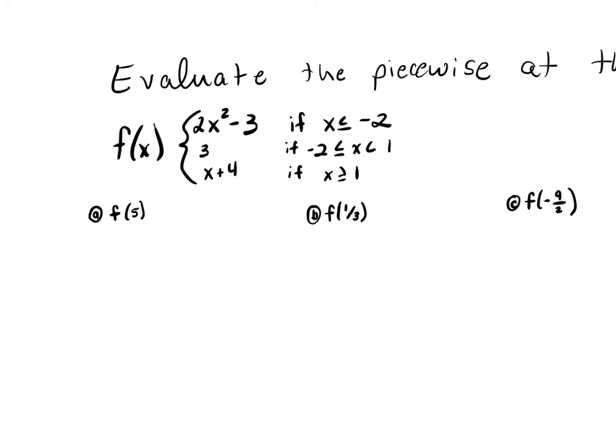5 is less than or equal to -2. That's not true. Plug it into the middle one. -2 is less than or equal to 5. That's true. But is 5 less than 1? No. So use the last one. 5 is greater than or equal to 1? Yes. So use the x plus 4. So f of 5 is going to be x plus 4. We're going to take that 5 and plug it in for x. We have f of 5 is equal to 5 plus 4. 5 plus 4 is 9, so f of 5 is equal to 9.